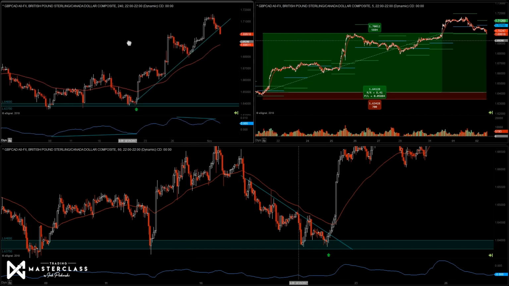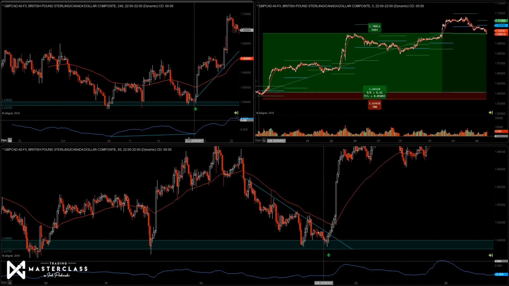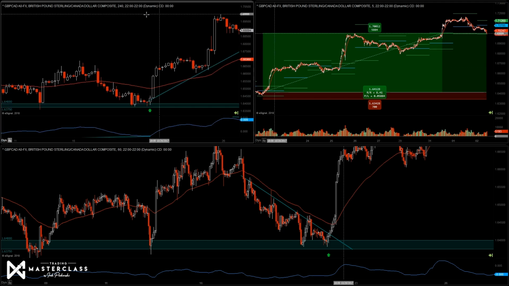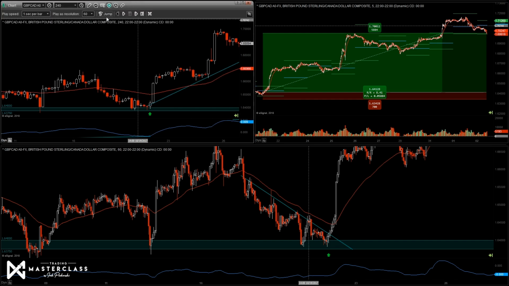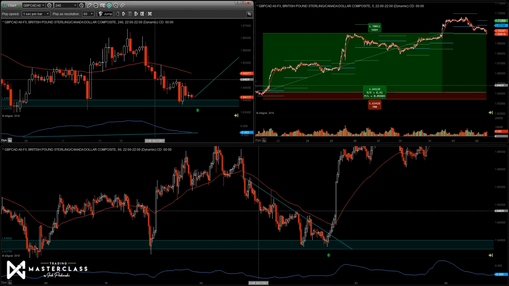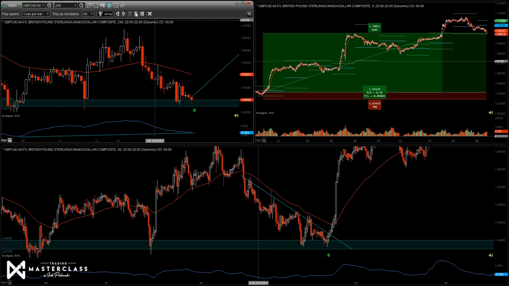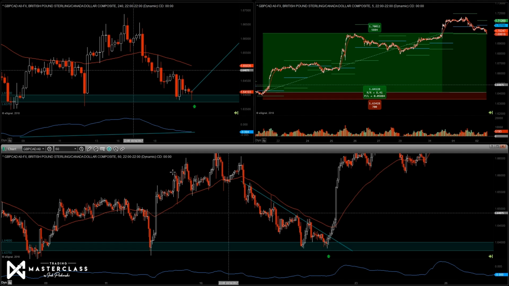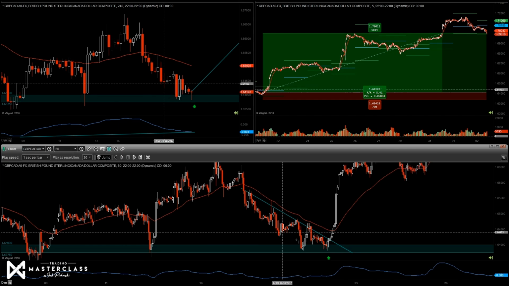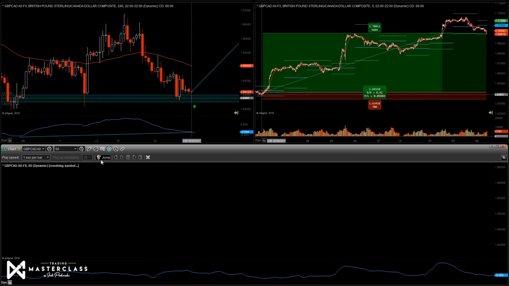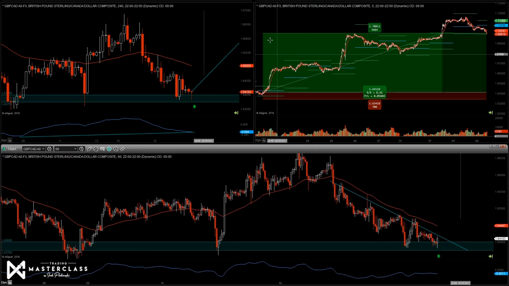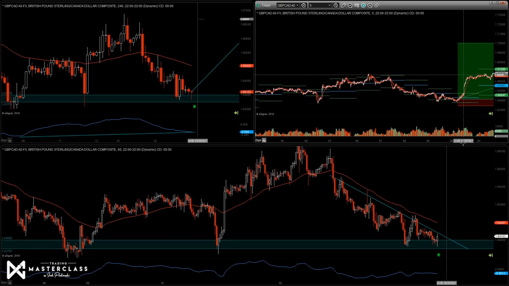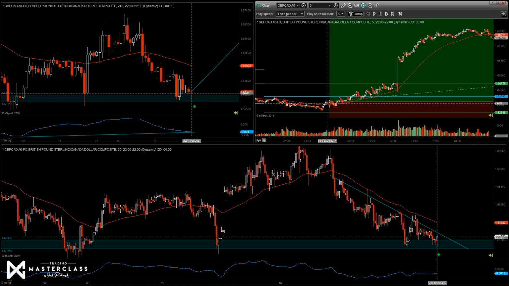So now let's focus on the entry, guys. So what I'm actually going to do here is jump right back to the entry point. So jump back on a 4-hour chart to right there. That's the entry point. A 1-hour time frame, right there. In a 5-minute chart, right here.